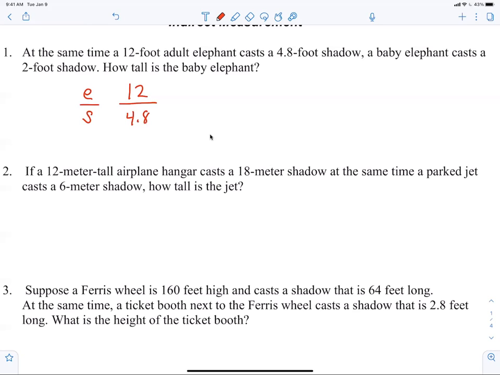Now, in order to do the proportion, the other side has to be true. It equals 2 over F. What is it now? And don't be in a hurry. That's your problem. It's a 2-foot baby elephant, so you put 2 over X. Sorry, it says 2-foot shadow. I'm sorry, Nora, X over everything, over 2. There you go. X over 2. All right, I'm happy with that.